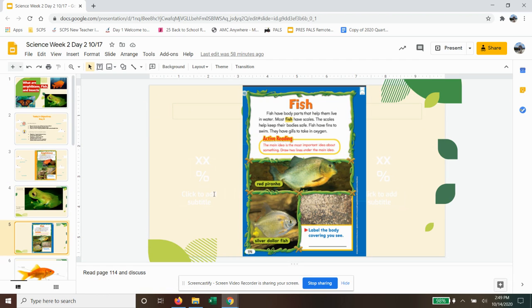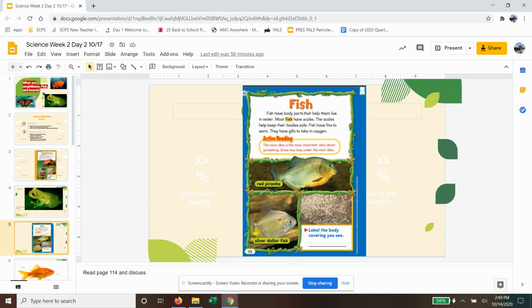Then we moved on to a fish. Fish have many body parts that help them live in water. Most fish have scales. The scales help keep their bodies safe. Fish have fins to swim. They have gills to take oxygen.